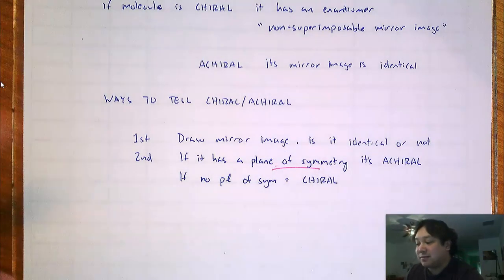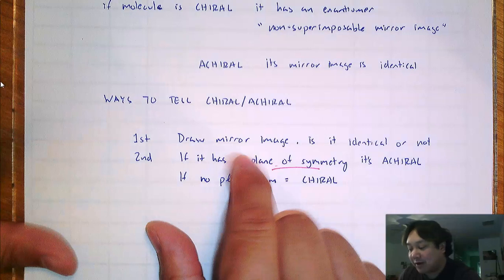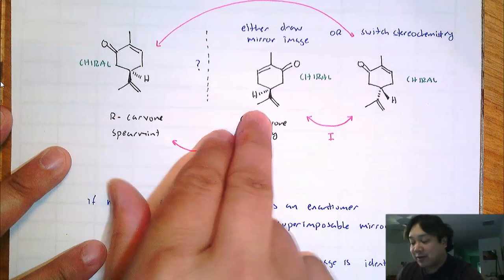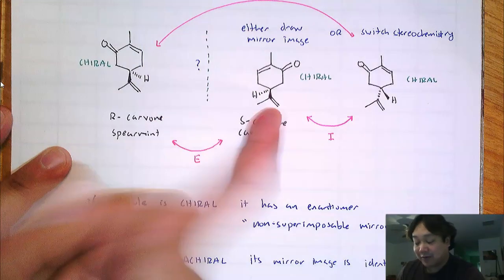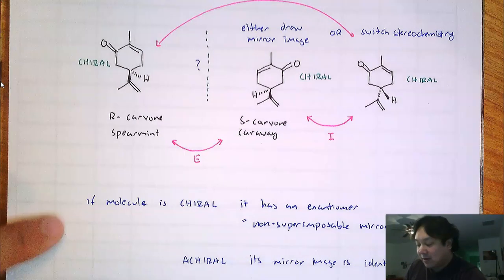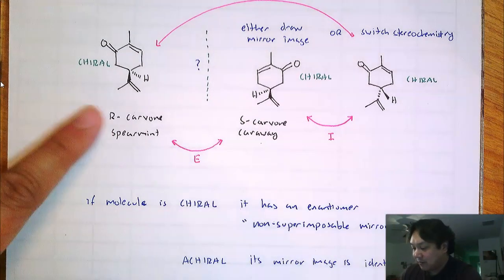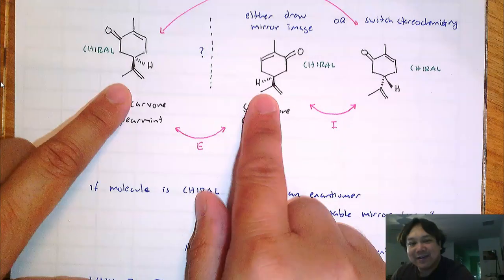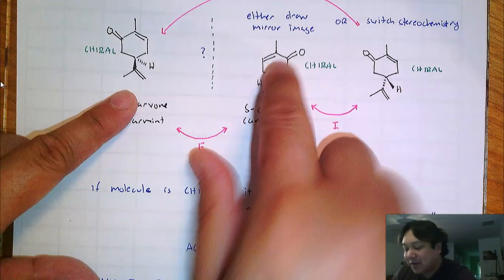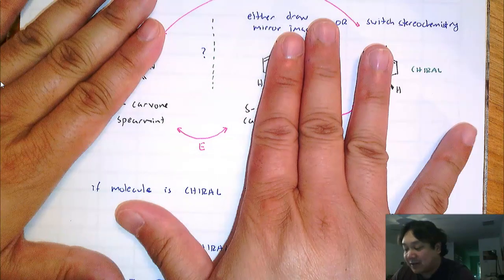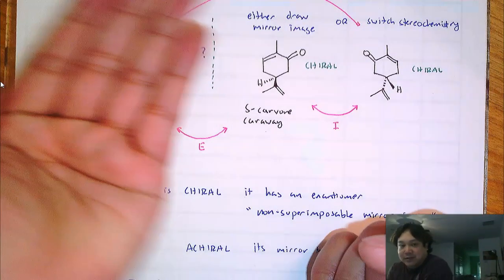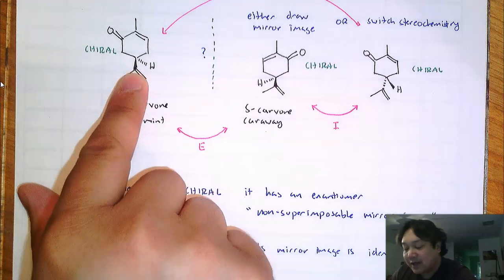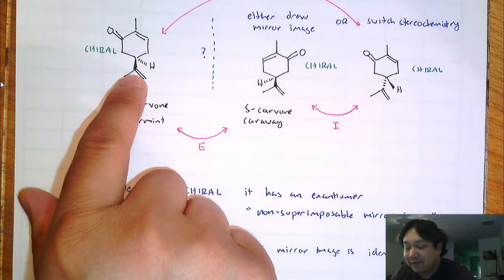You will pick the way that's most convenient for you. So if you can draw a mirror image quickly, then great. This one is a little bit time consuming. You have to draw the mirror image and then lift it off the page and see if they're identical or not. That's the first way. But even the second way, is there a plane of symmetry here? I know that these double bonds make the molecule flat, so I can have a plane of symmetry cutting this way, the plane of the paper. But it's this part here that's not symmetrical from one half to the next.